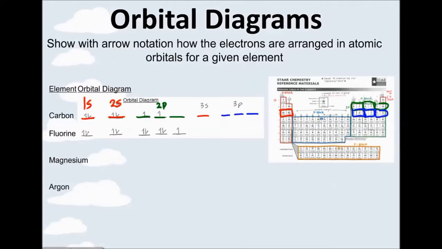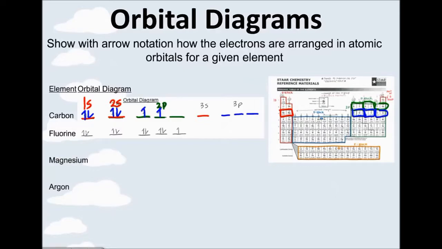Okay, so I have examples of carbon and fluorine here for you. Well, how many electrons does carbon have? It has 6, so we need 6 arrows. So I fill up my 1s2, 2s2, and then 2p2. Right? So I have 2 arrows. Notice how I filled them singly? I'll go back and pair if I need to.